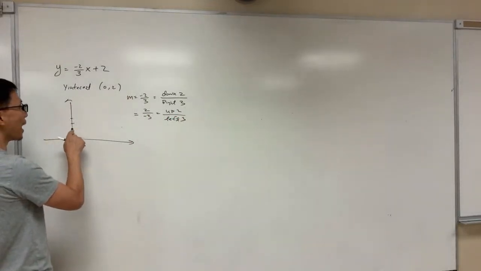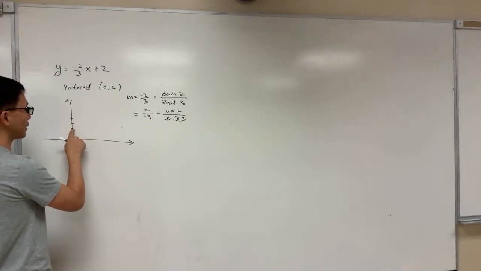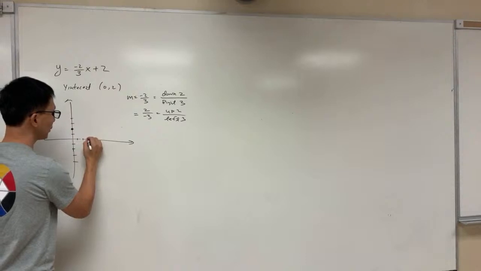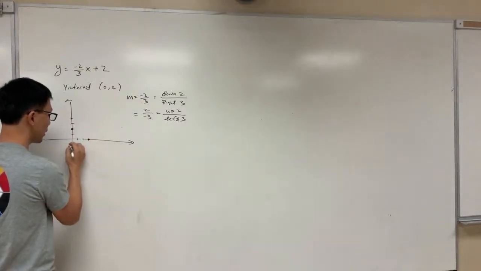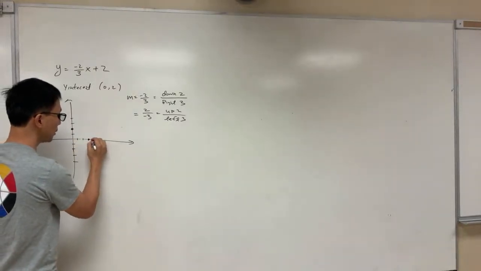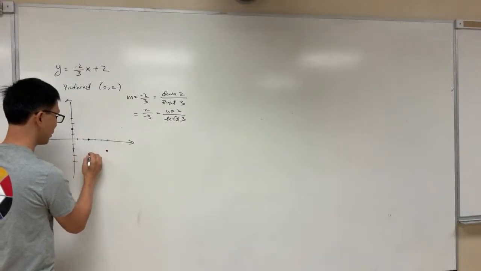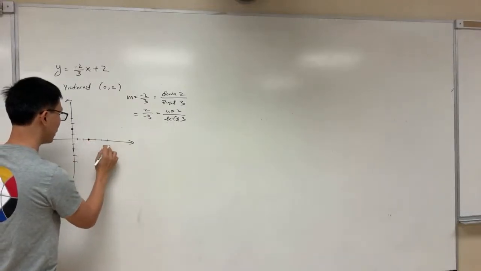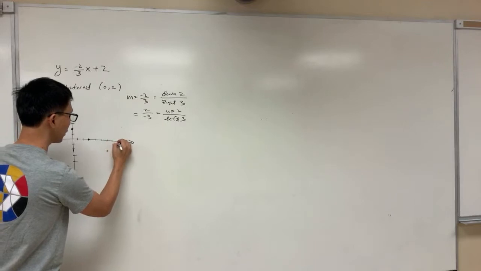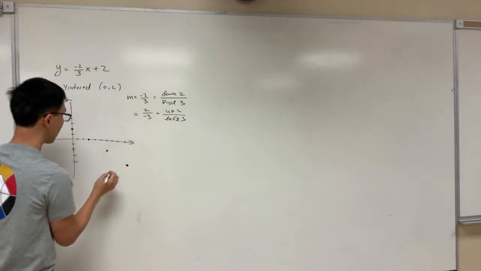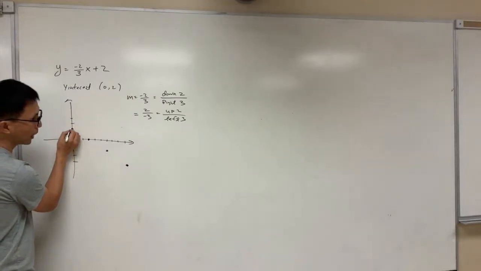In this case, it's going to be down 2, right 3: 1, 2, 3. It's going to be right here, I think. Yes, down 2, right 3, and then 1, 2, 3. So that's going to be a line here.